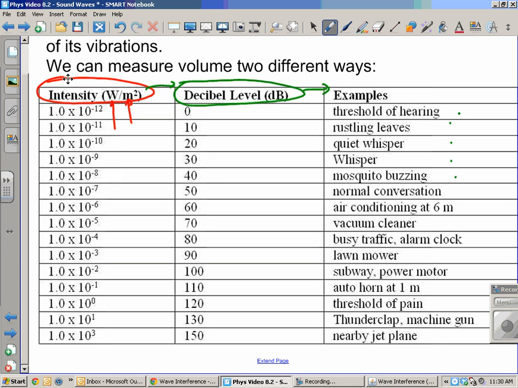So let's look at, for example, an air conditioner at 6 meters. So suppose you're standing outside by your air conditioning unit and you're about 6 meters away from it. All right, what that means is the intensity of the sound that you're going to hear, the amount of power it carries per square meter, is 1 times 10 to the negative 6th watts per square meter. That can be converted into what's called decibel level, and you get 60 decibels. Okay? So the next example on here is a vacuum cleaner. So if you're running a vacuum cleaner, then the intensity level is 10 to the negative 5th watts per square meter. So notice it got 10 times louder, right? But the decibel level got 10 bigger, plus 10.